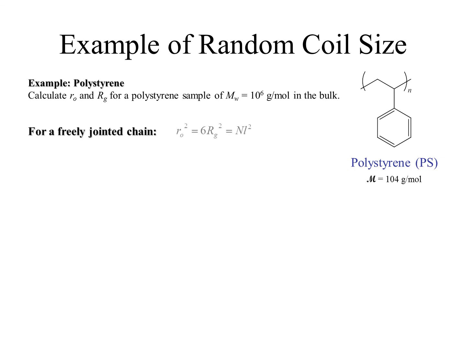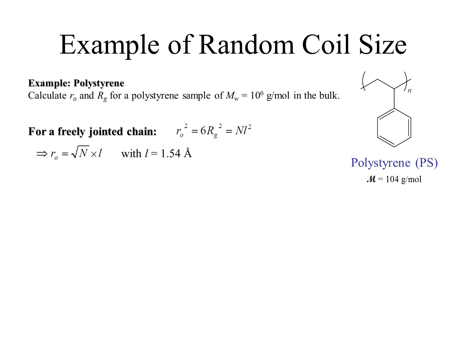Starting with the equation for the simplest random flight model, the freely jointed chain version, we see that all we need is capital N and L. I always start with calculating the end-to-end distance, even if the question doesn't explicitly ask for it. It's always a stepping stone to R sub G anyway.